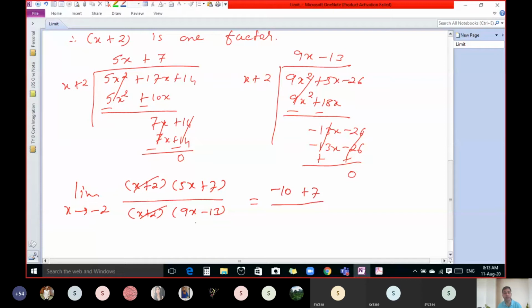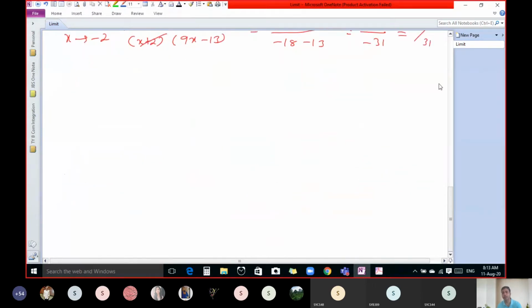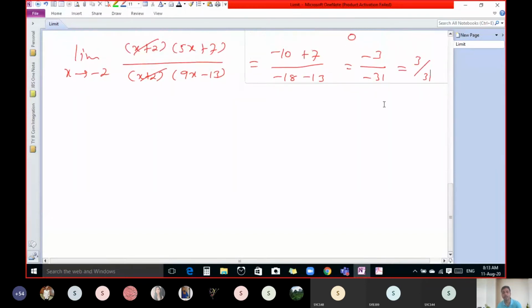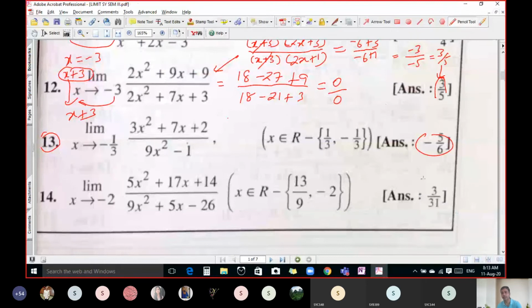And here if we put x equal to minus 2, we get minus 18 minus 13. So here we get minus 10 plus 7 is minus 3. And here minus 31. And if we cancel the minus sign, we get 3 divided by 31. So this is our final answer for this question. The final answer is 3 by 31. See the answer, 3 by 31.